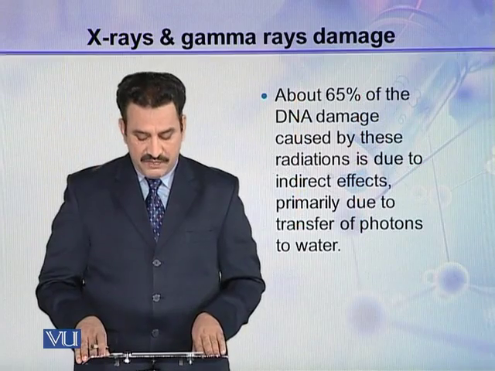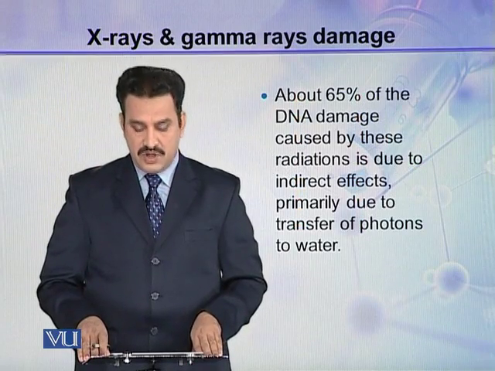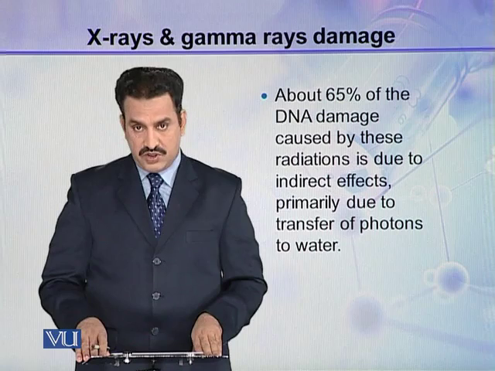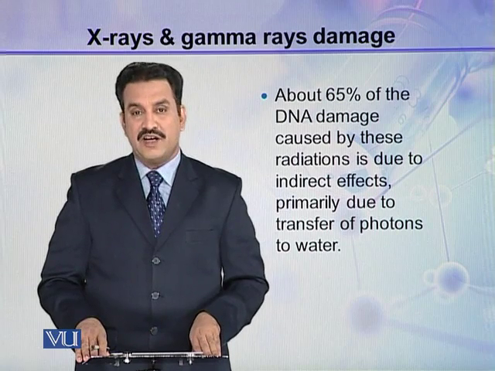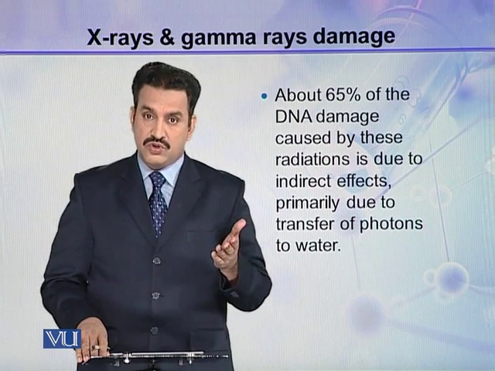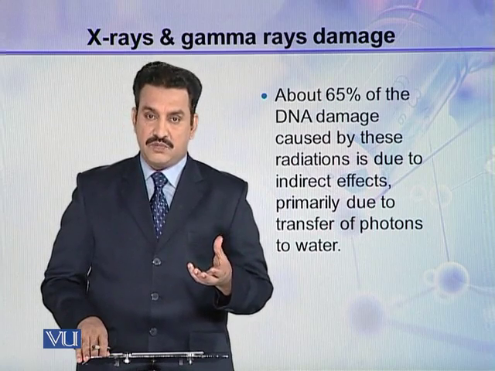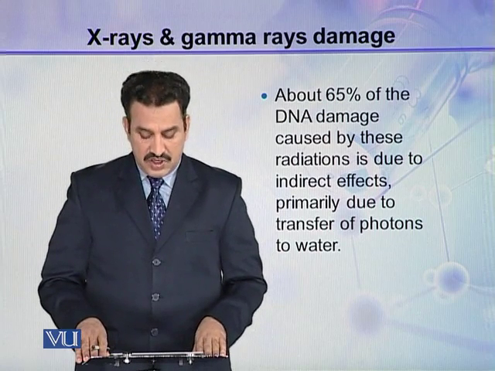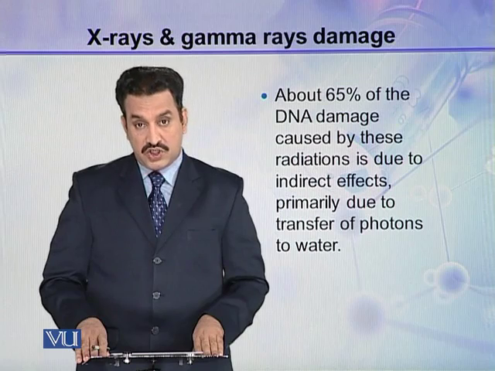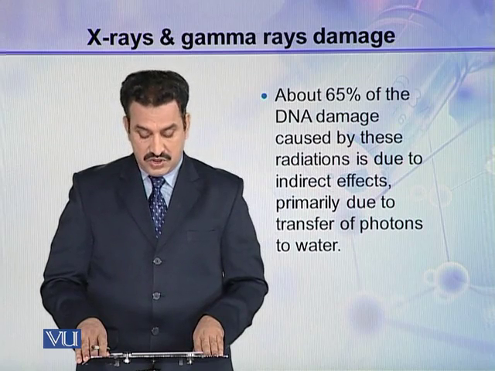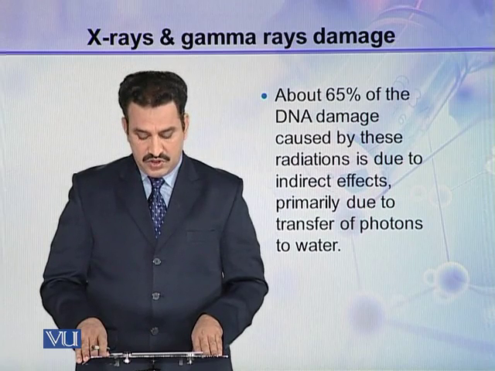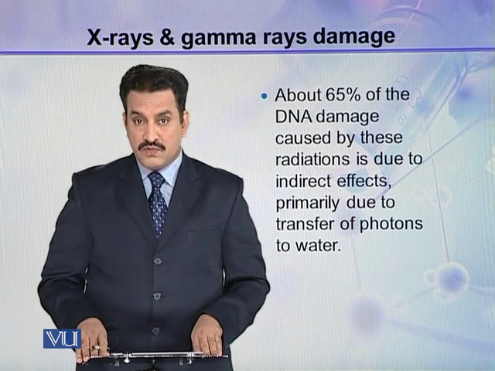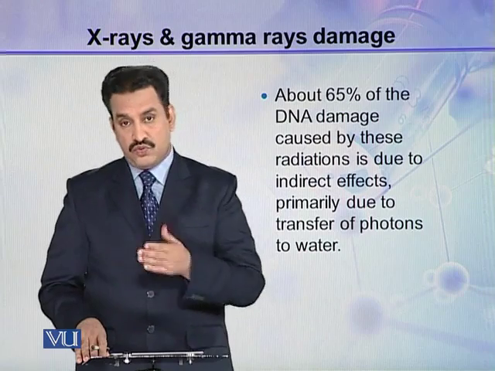About 65% of the DNA damage caused by these radiations is due to indirect effects. So you have seen the direct effect, but now let us come to the indirect effect. So 65% of damage is due to indirect effects, and that is primarily due to the transfer of photons from light to water molecules.